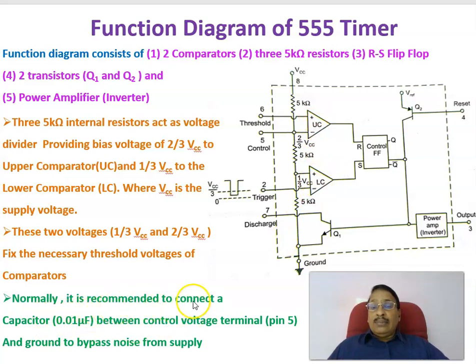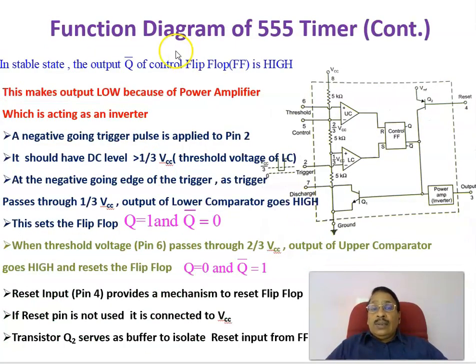Normally, it is recommended to connect a capacitor of 0.01 microfarad between the control voltage terminal, that is pin number 5, and ground. In order to bypass the noise from the supply, you will be connecting a capacitor between pin number 5 and the ground. So this is the internal diagram, or functional diagram, of a 555 timer.